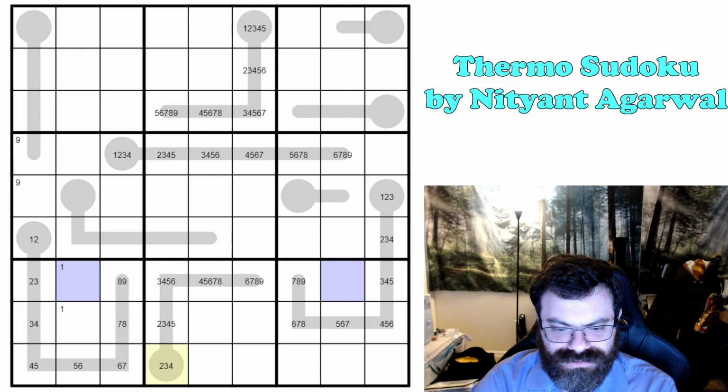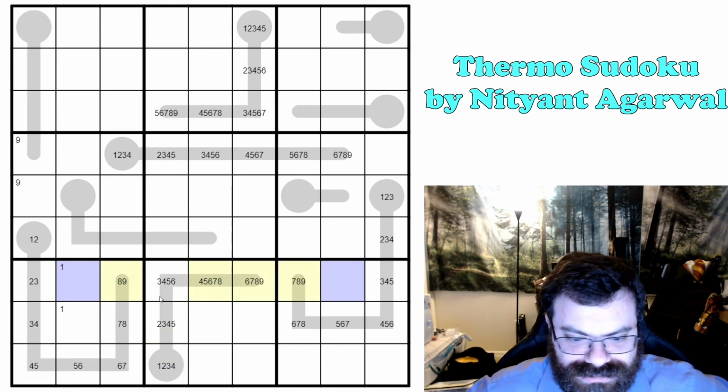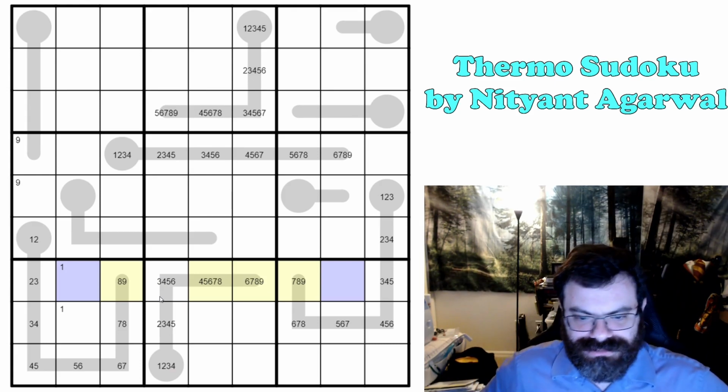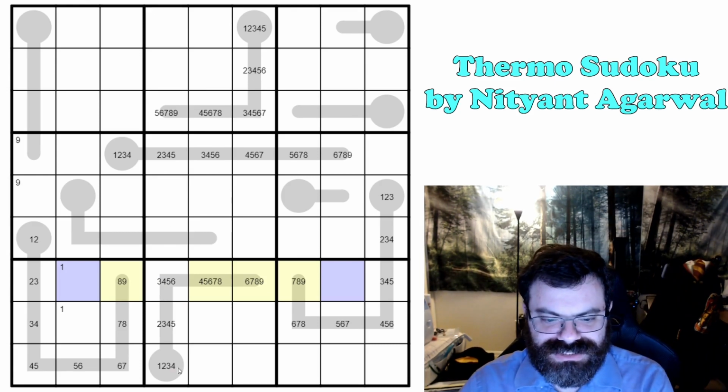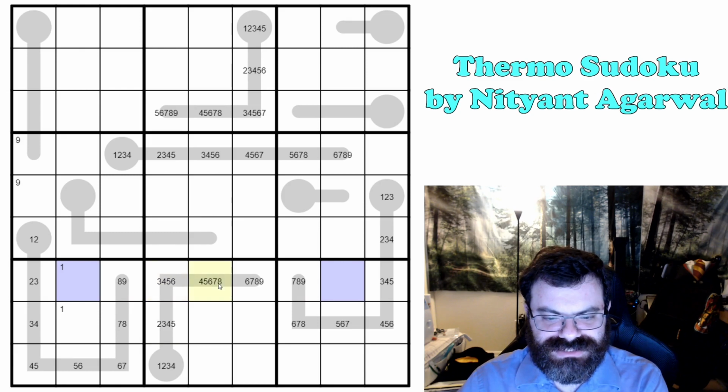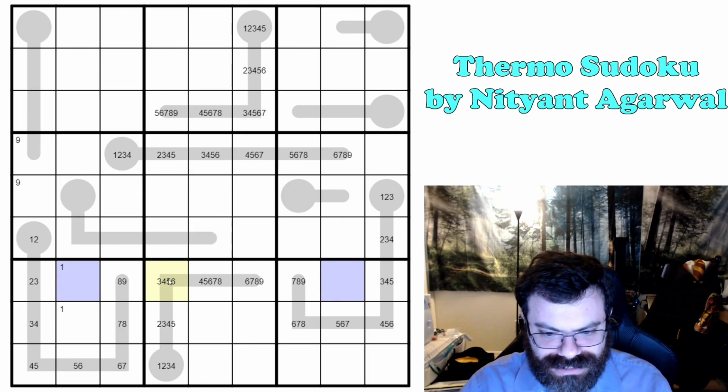Does that mean I can't put a 4 here? 4, 5, 6. That would make 4, 5, 6, and then I'd have too many cells for 7, 8, 9. That's a good way to put that. Just to go over that again. If this is 4, then this is 5, 6. If this is 4, this is 5, and this is 6. Now, I don't know how I managed to get that.